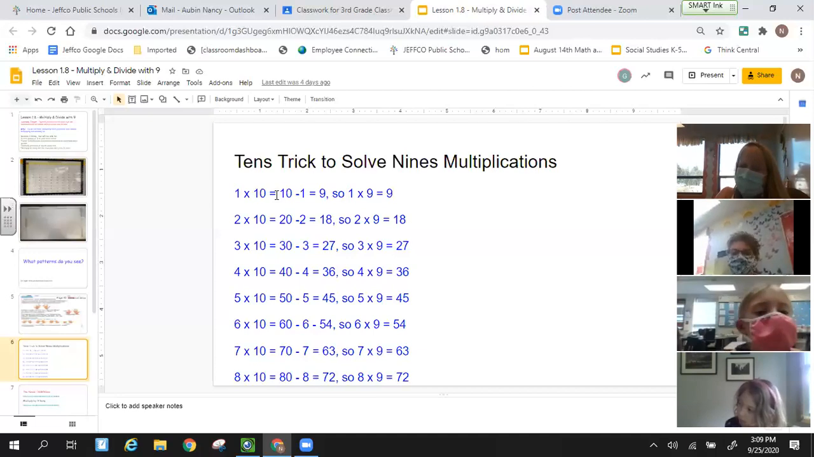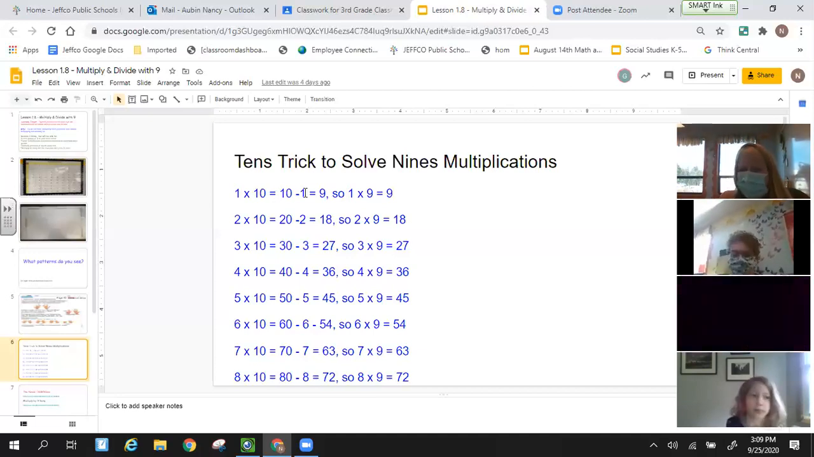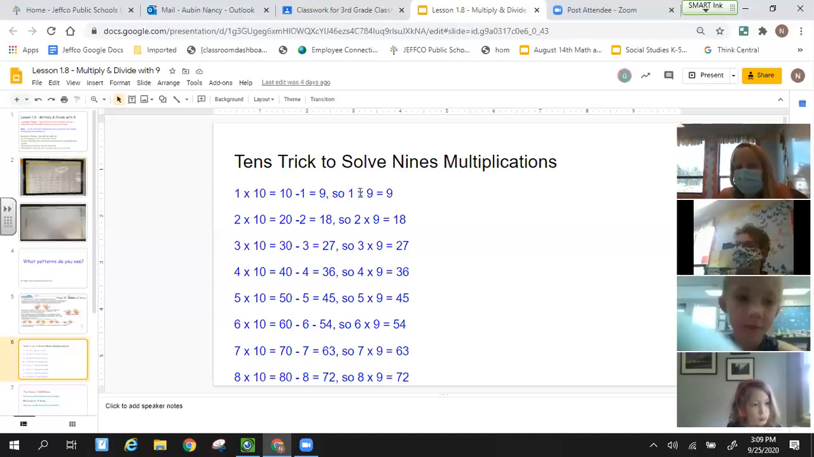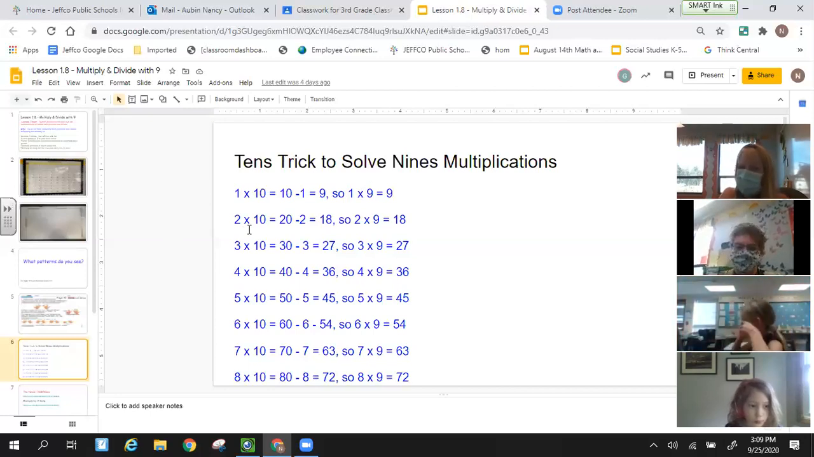If you know 1 times 10 is 10, if you take 1 away, because 9 is 1 less than 10, you would get 9. So we know one group of 9 equals 9. If one group of 10 is 10 and 9 is 1 less than 10, then 1 times 9 would be 9. Same idea when you say 2 times 10 is 20. Well, 2 10s is going to be just like 2 9s, but it's going to be 2 less because each 9 is 1 less than 10.